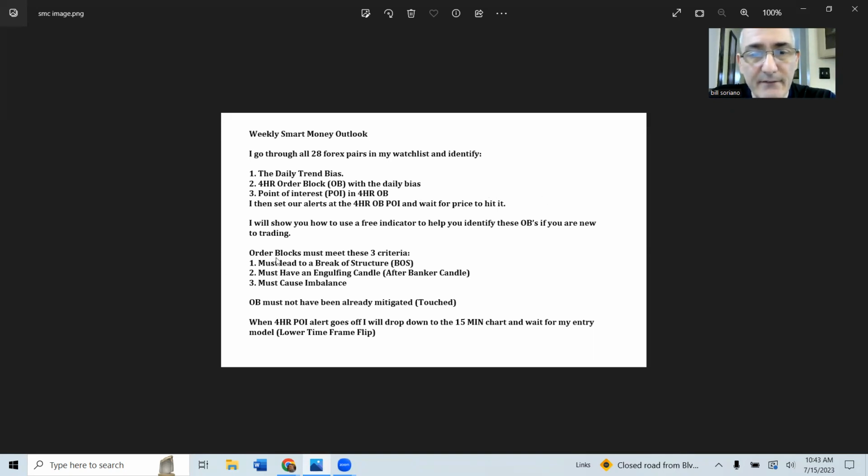And then these order blocks will have to have a break of structure, have an engulfing candle, and cause imbalance. Also, they must not already have been mitigated or touched. Once the 4-hour POI alert goes off, we drop down to the 15-minute chart, wait for our entry model, which is the lower time frame flip. And that's what I just showed you today.